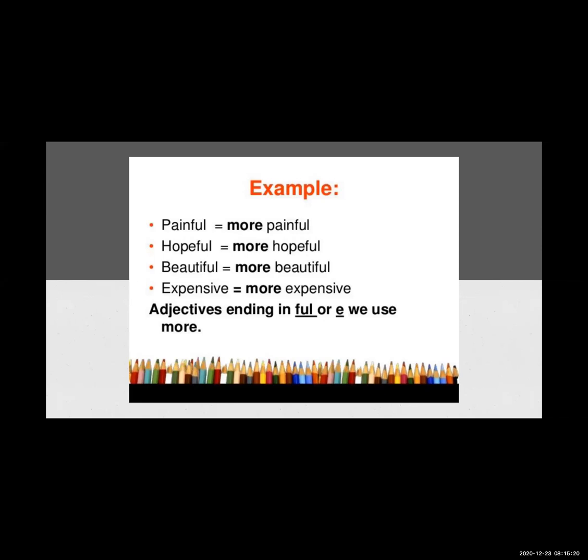Why am I using more here and not adding er? Because the words are ending with ful. There is a rule and you have to keep this. You can take a screenshot of this screen on your mobile also. These adjectives are ending with ful and the letter e, so because of that we have added more, before the word, not after the word. I am not saying painful more or hopeful more. That is wrong. It is more painful, more hopeful, more beautiful, more expensive. Is that clear now?